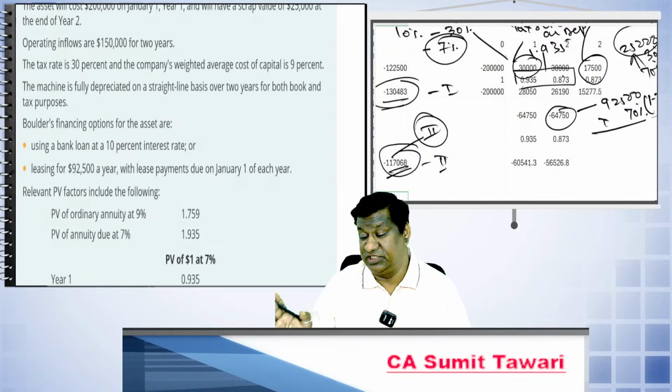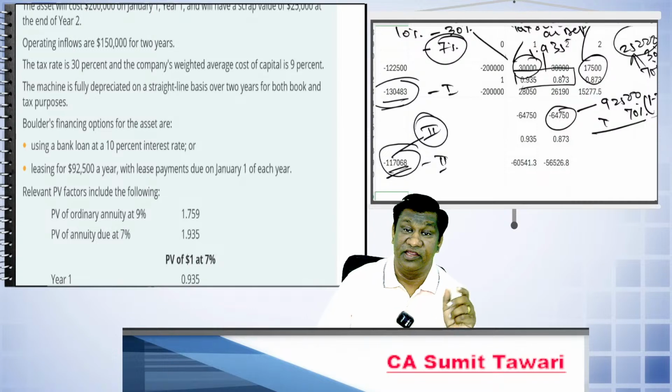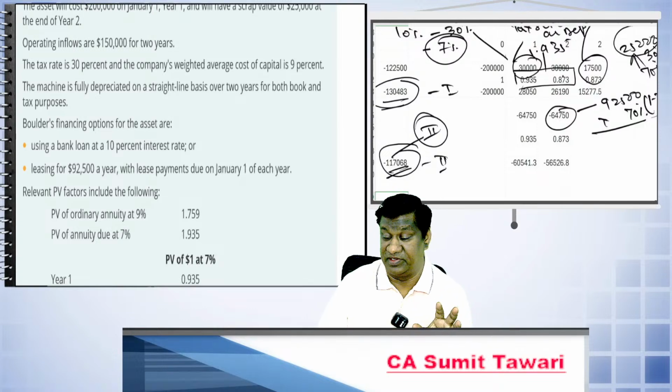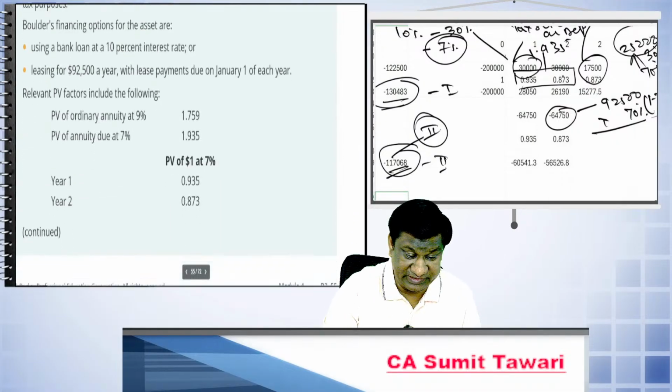Okay. So see, the benefit of the discounting factor is basically that we are calculating the present value. So we nullify the impact of any postponed payment. That's why 117,068 is the desirable option. Let's see.